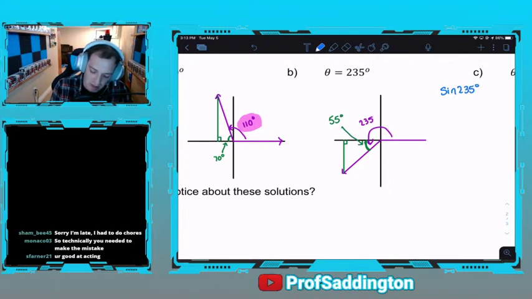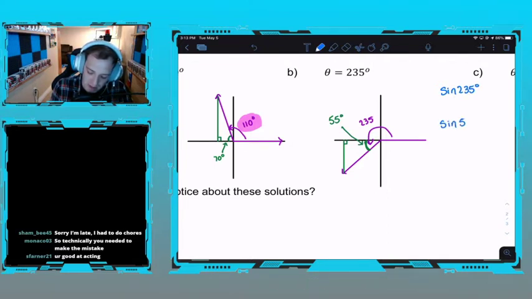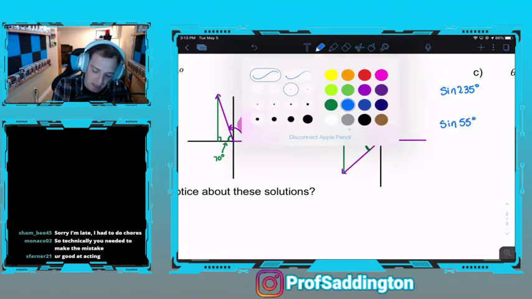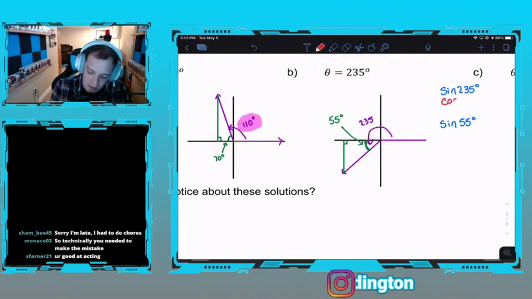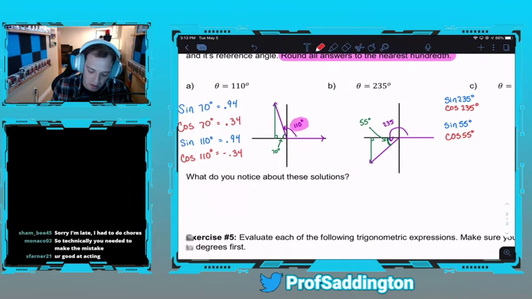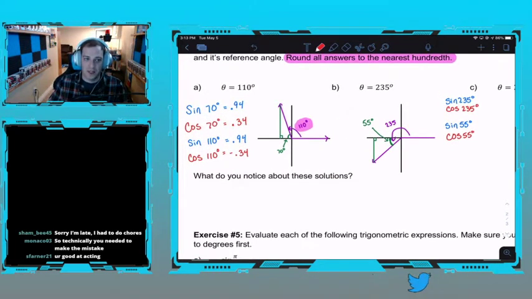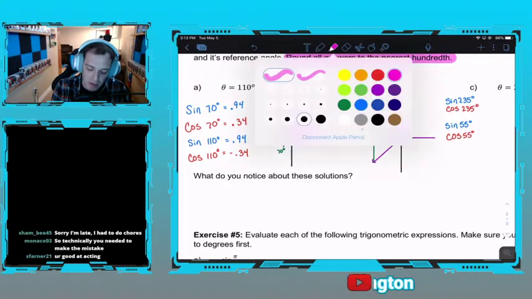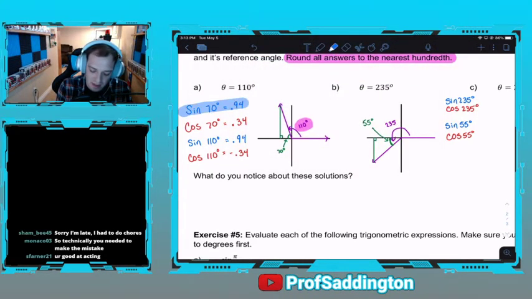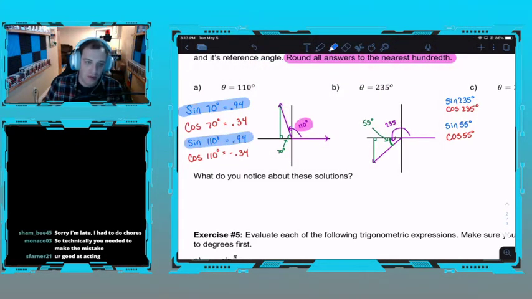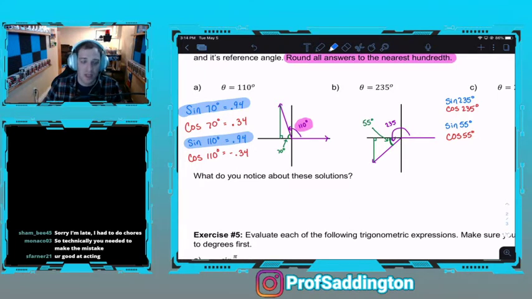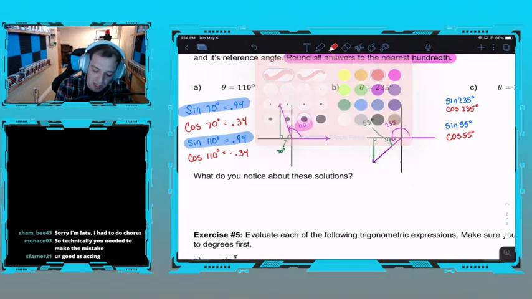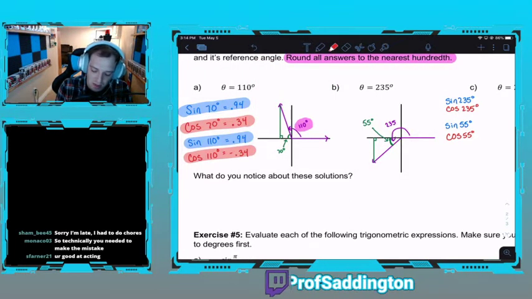So I got sine of 235. I said sine of 55. And then we have cosine of 235 and cosine of 55. So I want you to look at those answers on the left. Notice what happened with our sines. Those numbers stayed the same. Same thing happened with the cosines. Those numbers stayed the same.